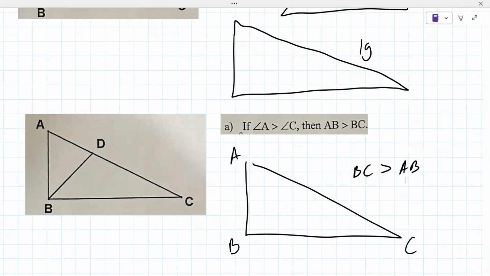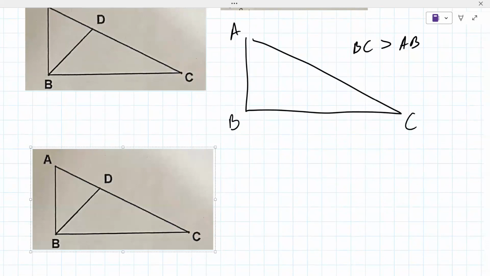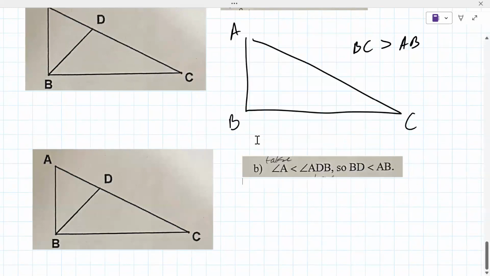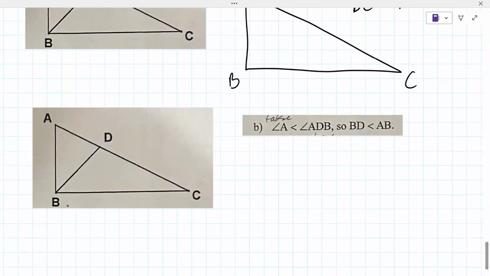That's where I was wondering if you had drawn these triangles. How did you do these? Oh, I didn't draw it. If angle A is greater than angle C, then AB is greater than BC. Well, just looking at it, you can know. Okay, you can't do it that way. You have to figure out which triangle you're using.